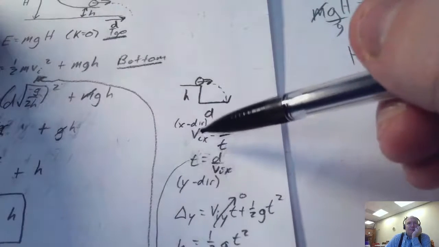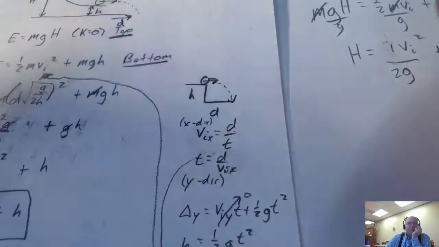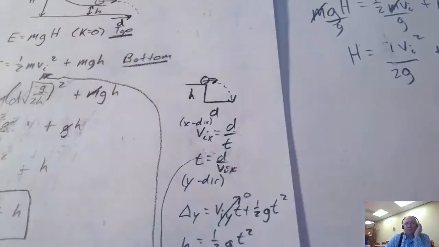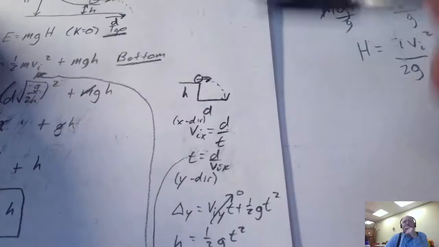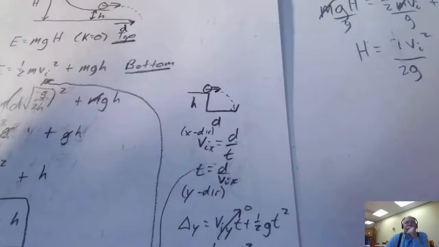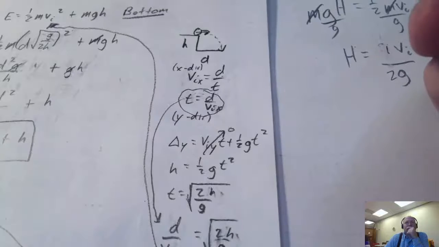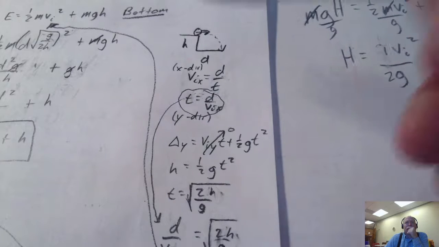The velocity in the X direction is how far it moves, distance over time, or delta X over t, so we might have used it here. When I solve for time, I get the distance over the initial velocity in the X direction. So that's important right there. We're going to keep that. In the Y direction, there is no initial velocity in the Y direction because it's a horizontal launch.